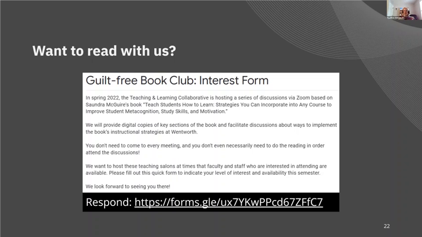We are marketing this as a guilt-free book club where even if you haven't done the reading, you will still get something out of it. And in good news, we're not going to have everyone read the whole book. We'll pick a certain chapter to focus on for that one meeting, so it won't be a big overwhelming thing.